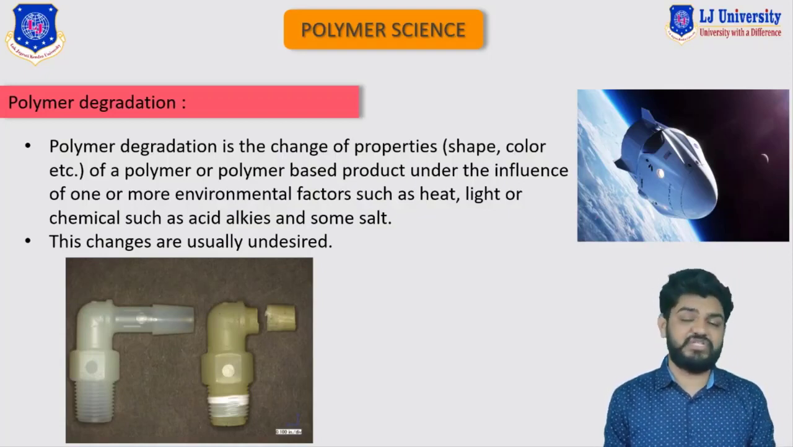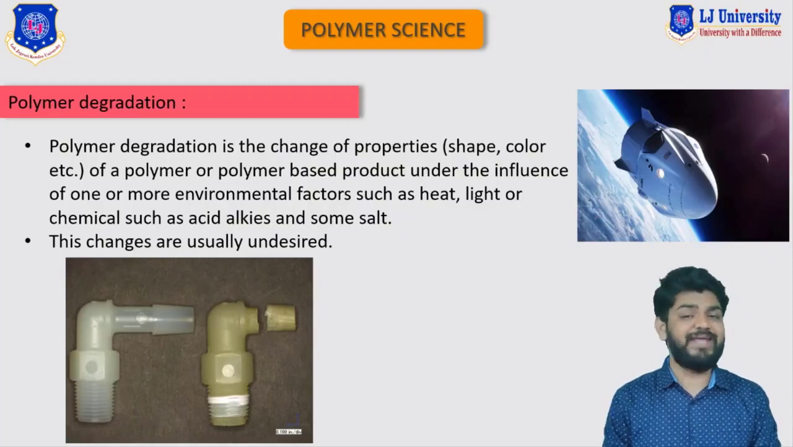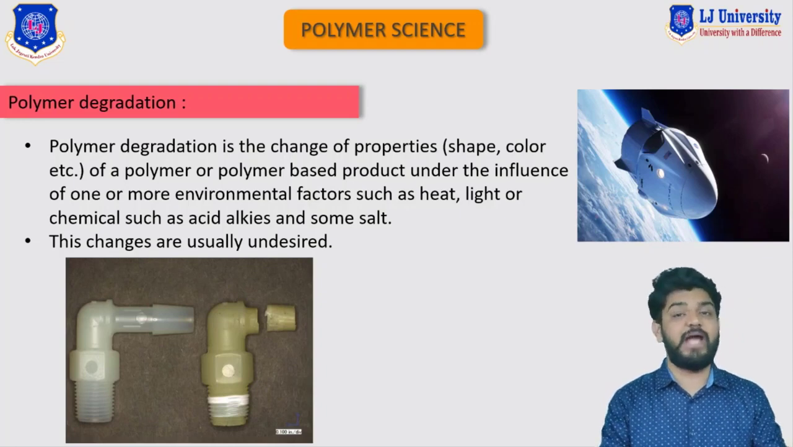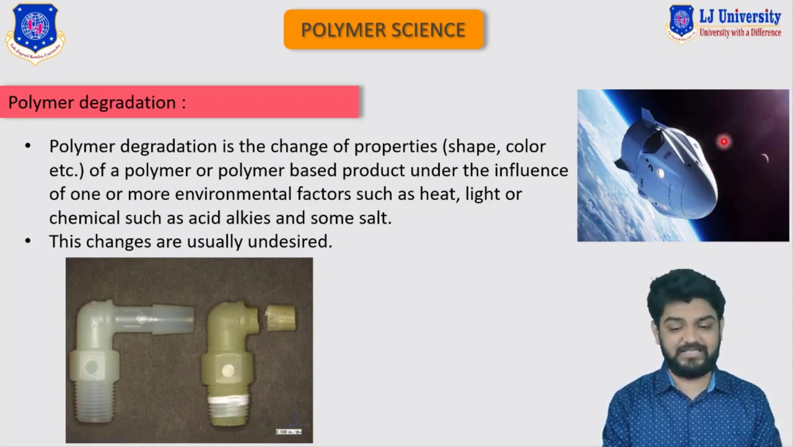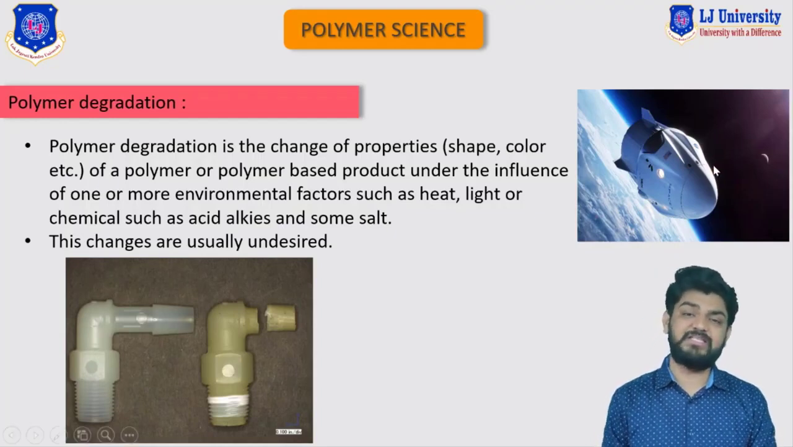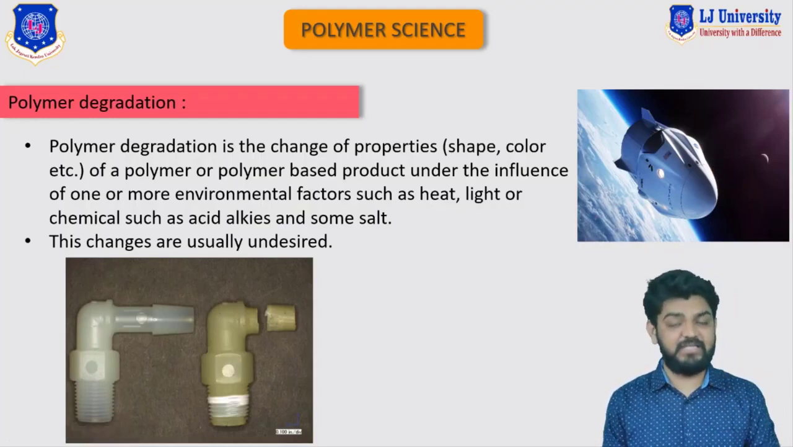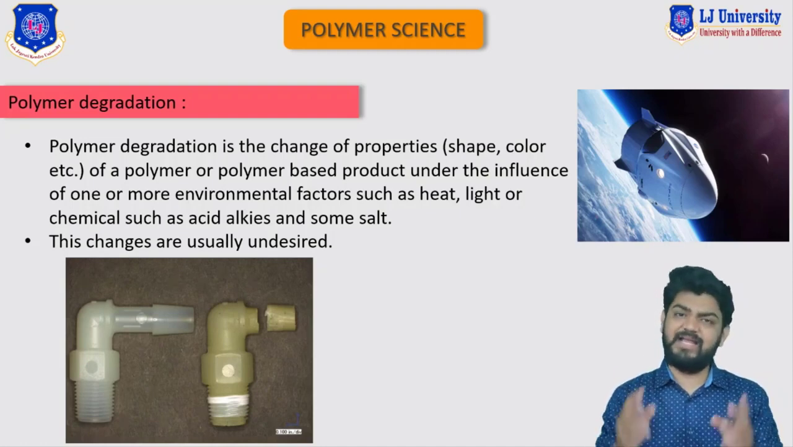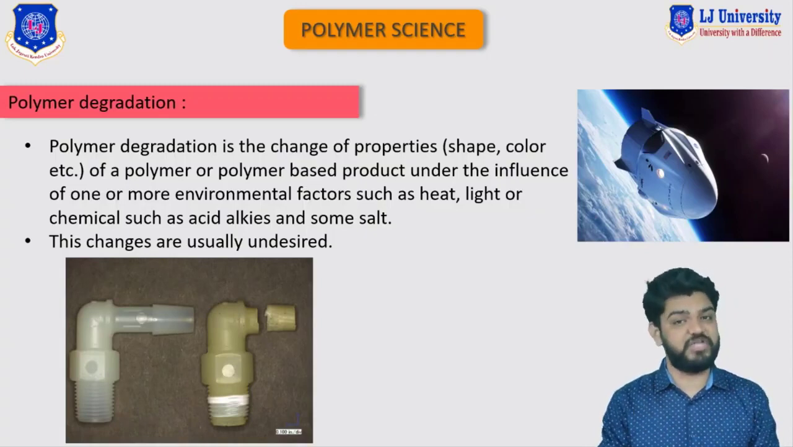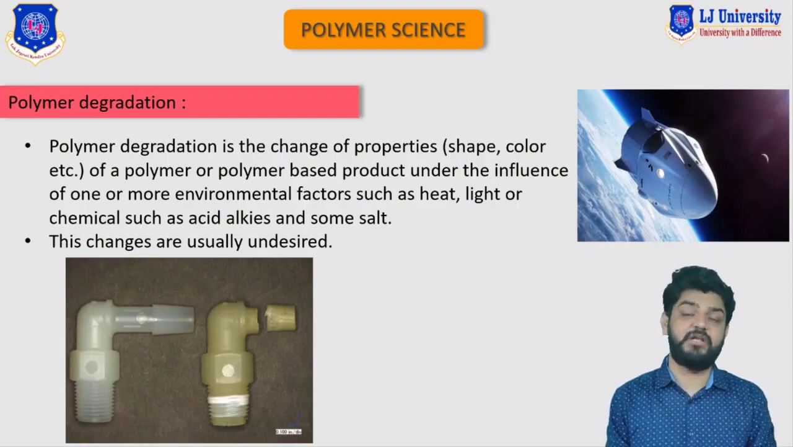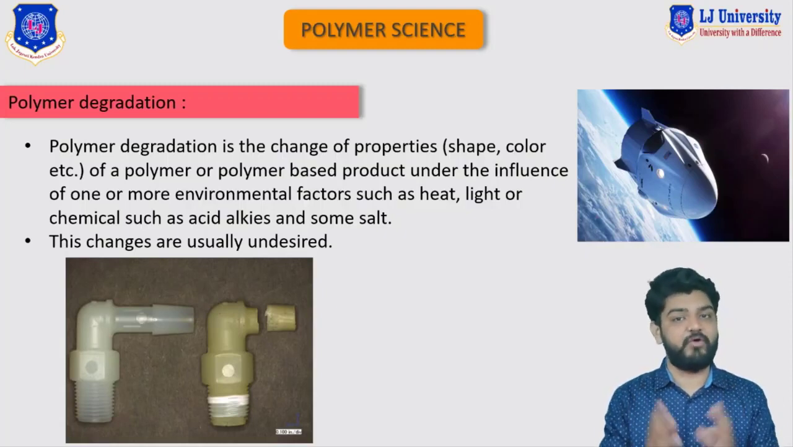But polymer degradation is not only a disadvantage, it can also offer some advantages. Such polymers are used on the outer periphery of space shuttles. You can see here that the outer part of this particular space shuttle is made from polymer. When space shuttles come back into the Earth's atmosphere, they face a huge amount of heat, and that heat can easily burn out the space shuttle. In order to reduce this burning effect, a polymer outer periphery is provided.